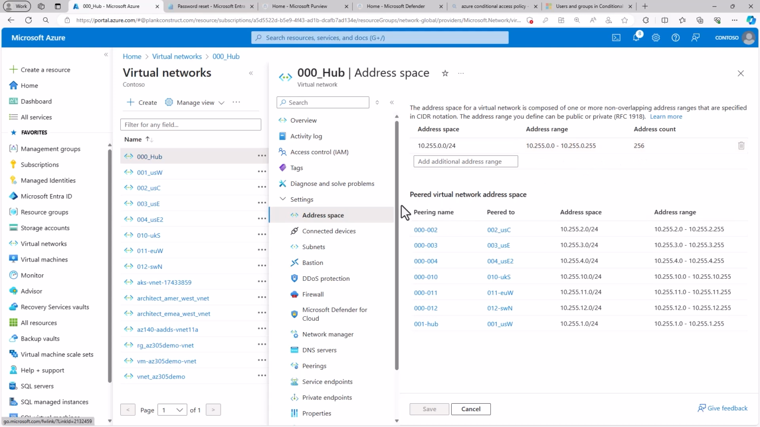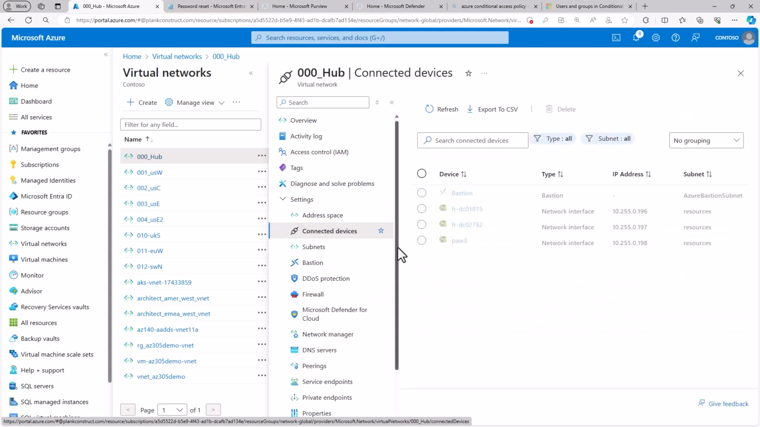You can see that I've got a number of peered virtual networks with this, and I'm going to come back down here later on, down on the left-hand side, and show the specific peers for this address space. We can take a look at the connected devices inside of this VNet, and I've got a Bastion network, and I've got a number of network cards to a privileged access workstation, as well as a series of network cards that are assigned to a virtual machine.